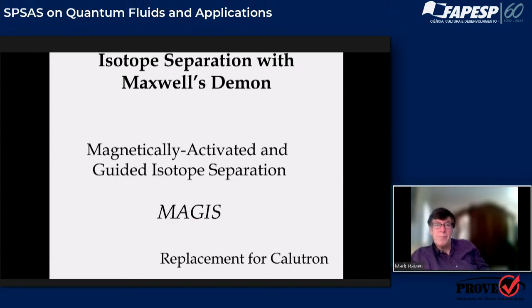So what I'm going to tell you about today is our work and how Maxwell's daemon is used to very efficiently separate isotopes. The method that we developed, invented, we called magnetically activated and guided isotope separation, or MAGIS for short. And what we have shown is that this is a replacement for the calutron.